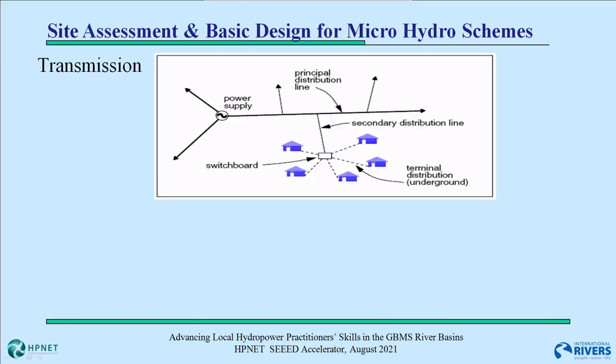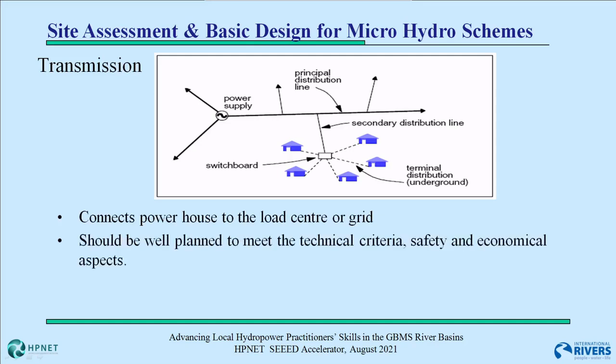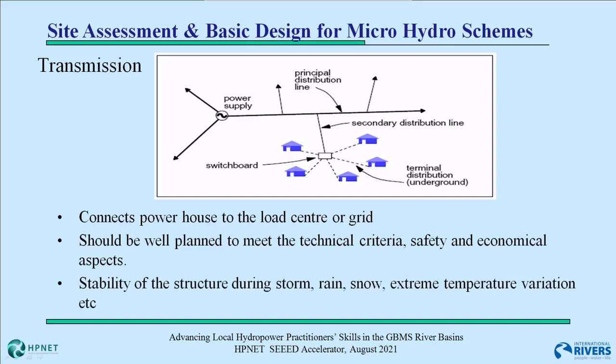Finally, after the power is produced, it has to reach the community. Transmission lines connect the load centers to the powerhouse. They should be very carefully planned to keep it at minimal cost and maximum safety. Overhead, underground, single phase, three phase, grid connected, standalone, there are various options like these. Each one should be analyzed and an optimum solution should be selected based on the site requirement.